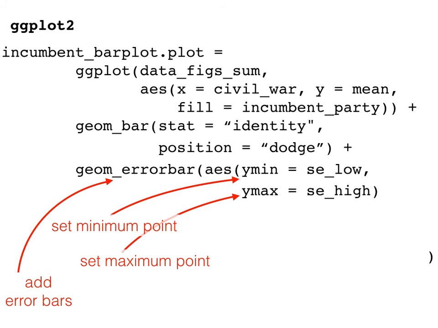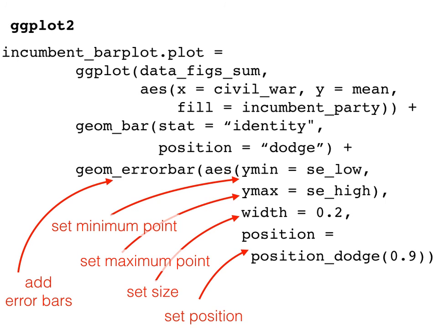Moving outside our aes, we can set the width of the error bars. Here I've chosen 0.2. And we have to be sure to dodge our position, similar to how we had to dodge the bars themselves. Why it's 0.9 exactly, I can't tell you, but I know that's the magical number that works for plotting error bars in the middle of a bar. Pause the video now and continue with the lab.